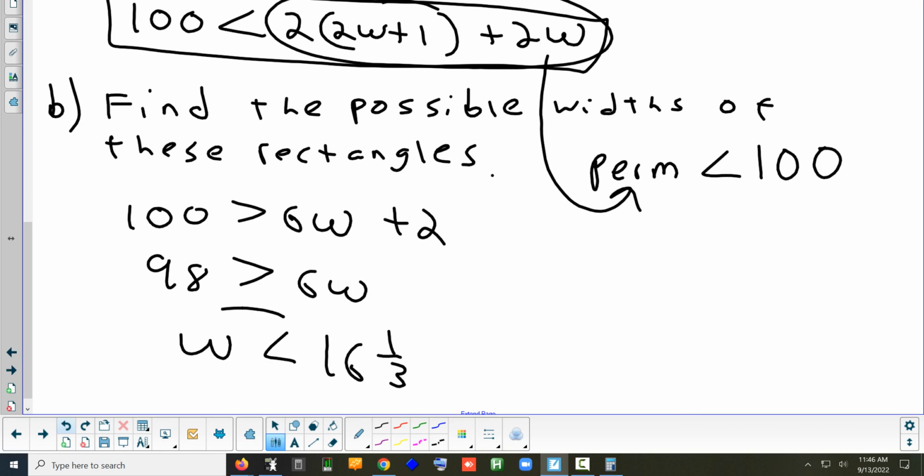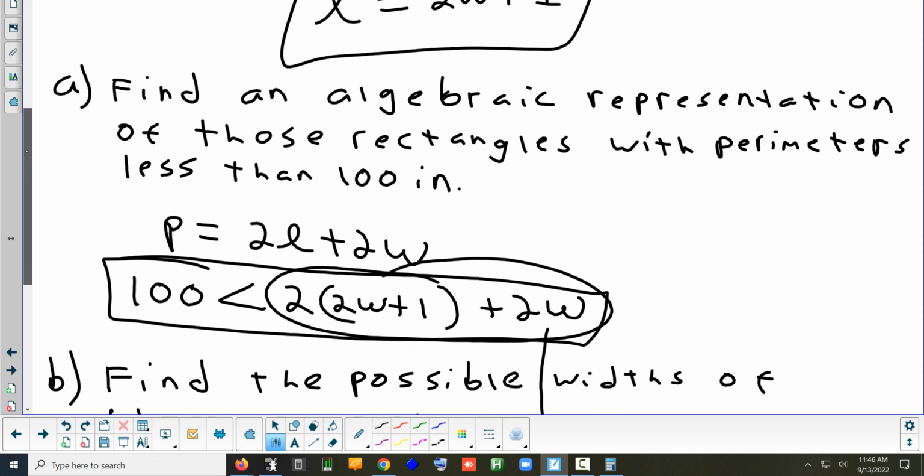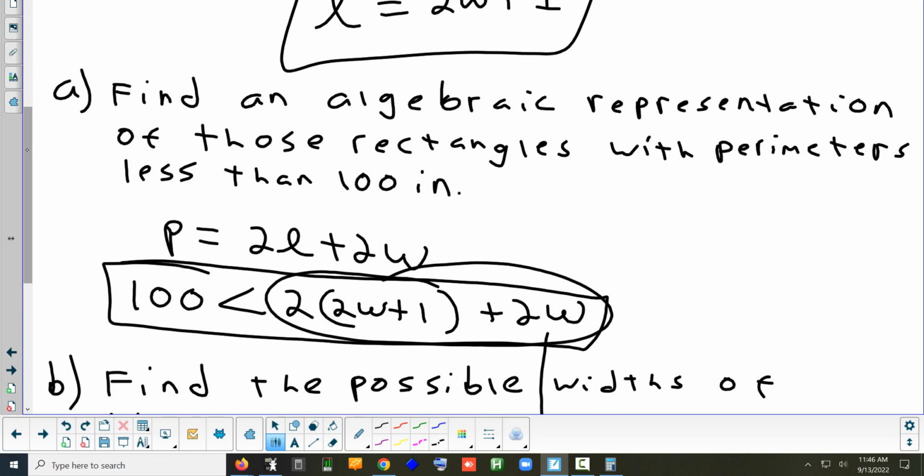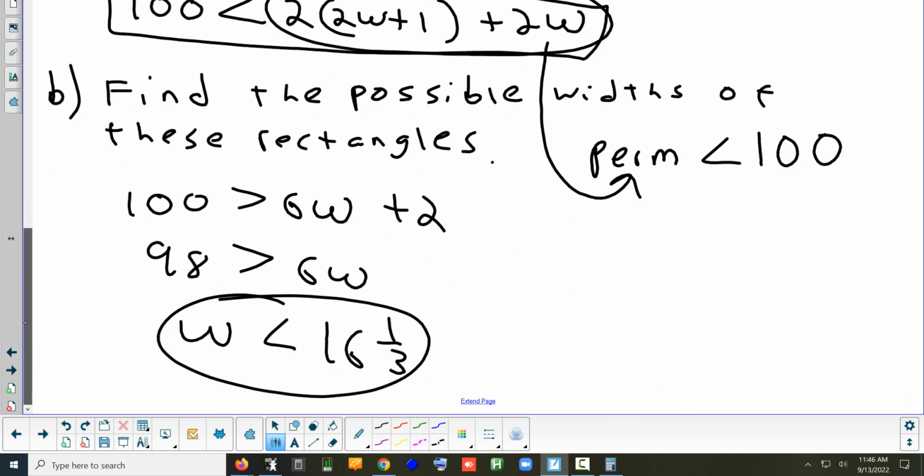And this one makes more sense, because they're essentially giving me a maximum. They want the perimeters less than 100. So that means the width would have to be less than 16 1/3. But what else would the width have to be? Definitely has to be less than 16 1/3, but this is like a common sense thing. Greater than 0. It still has to be greater than 0.